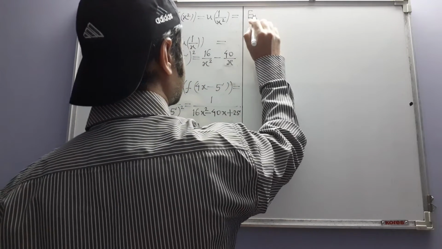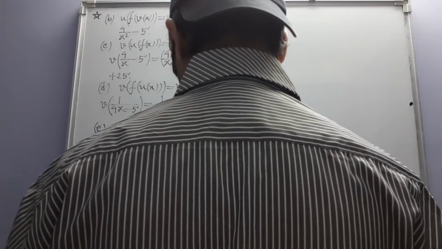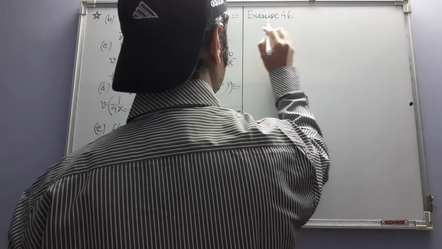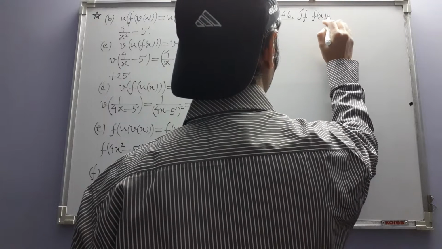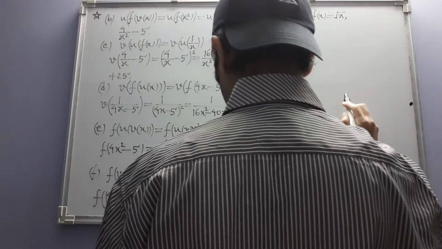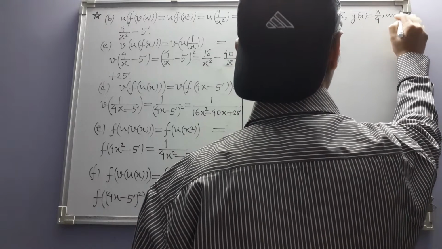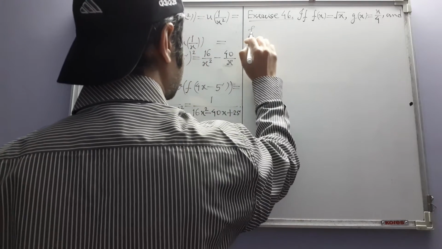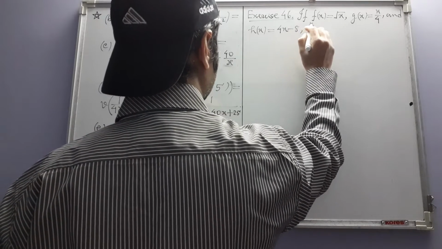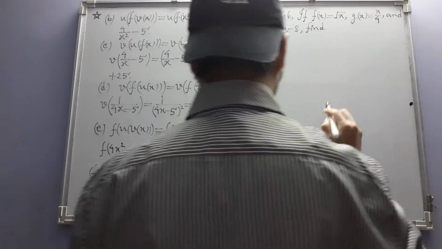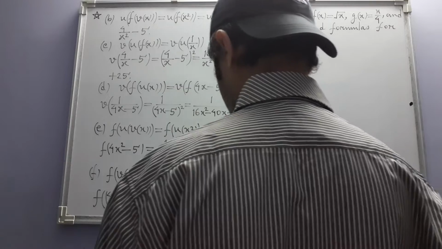Then 46. Another one, a similar one. If f of x is square root of x, g of x is x divided by 4, and h of x is 4x minus 8. Find formulas for the following.